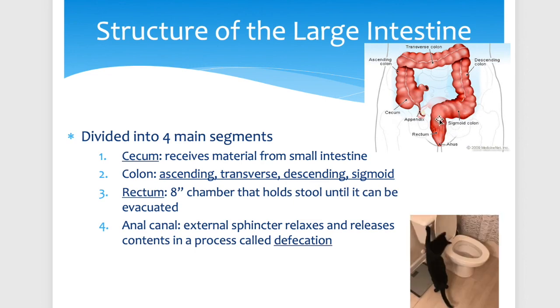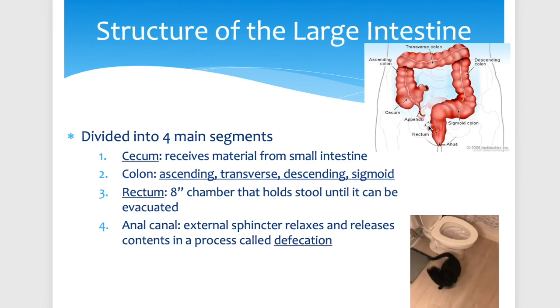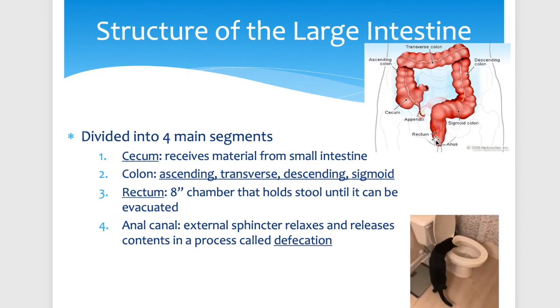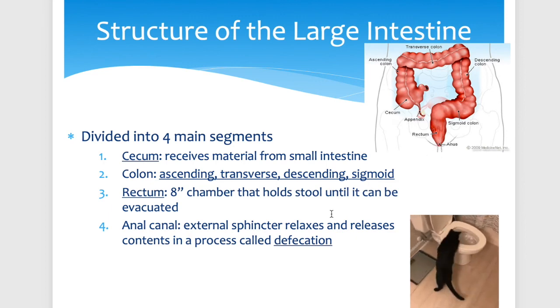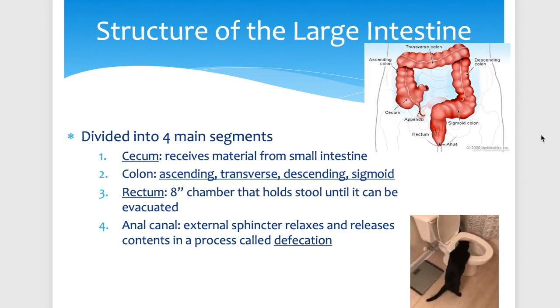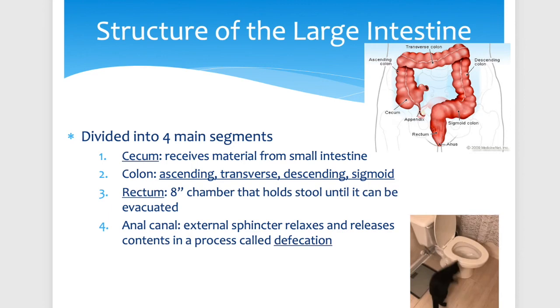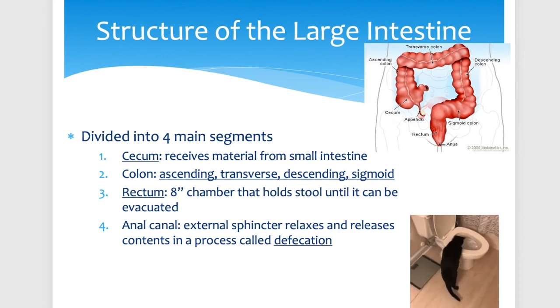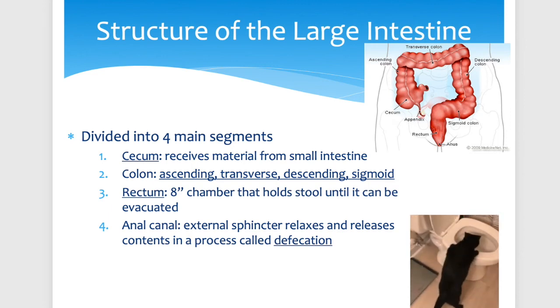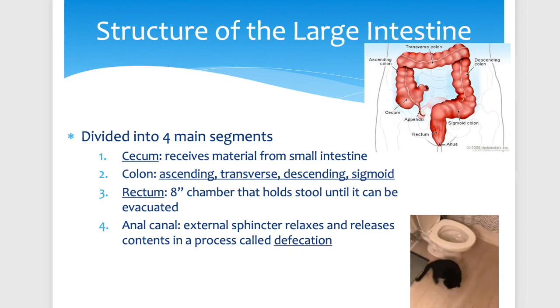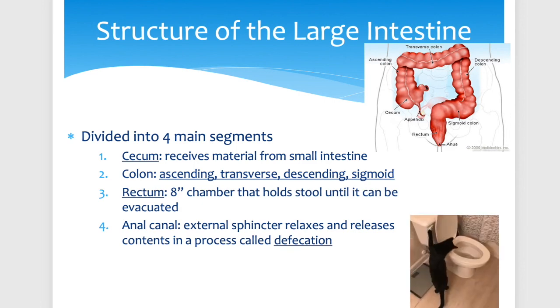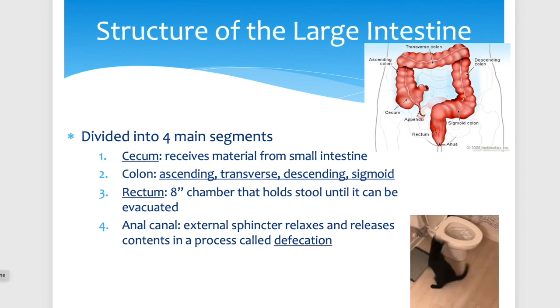Then you would have the rectum, which is about an 8-inch chamber. It's going to store your stool until it can be gotten rid of. And then you would have the anal canal and the anus, which has another sphincter, a ring-like muscular valve, that would then relax and release the contents in a process called defecation, which again we usually refer to as poop or pooping. So that would be the end of the GI tract.